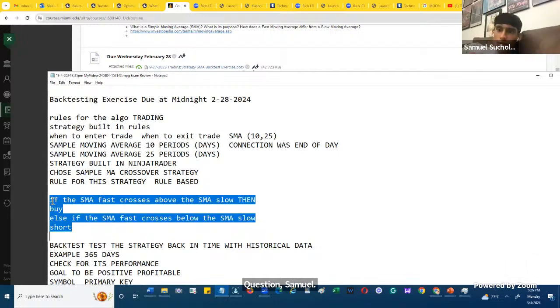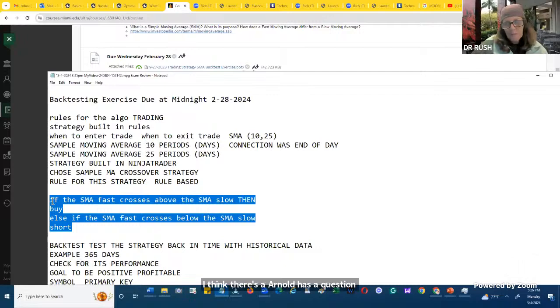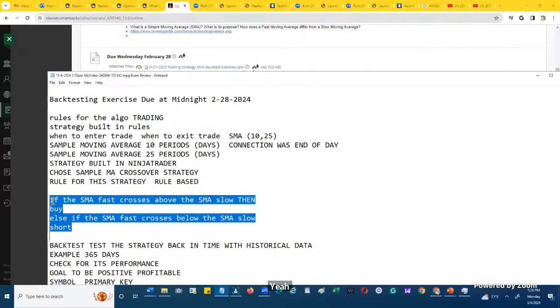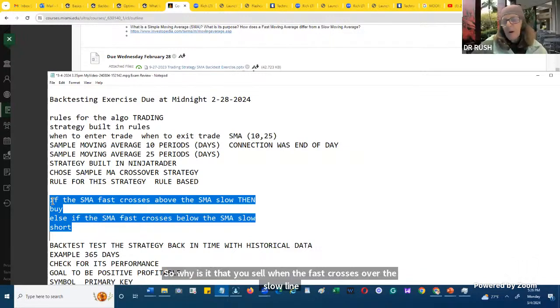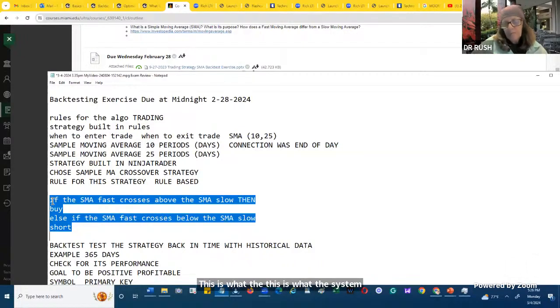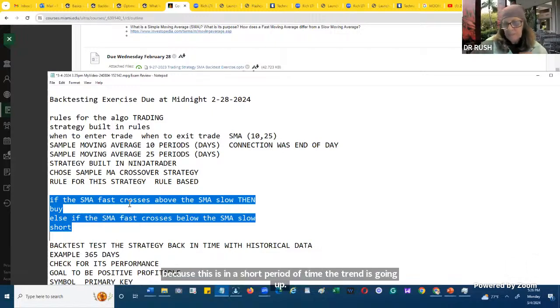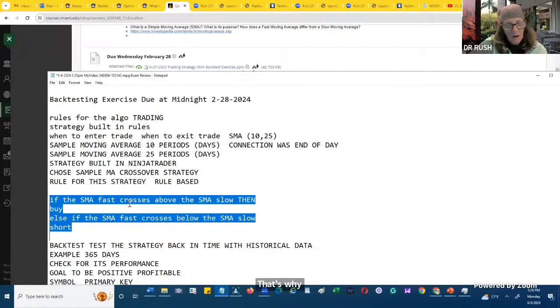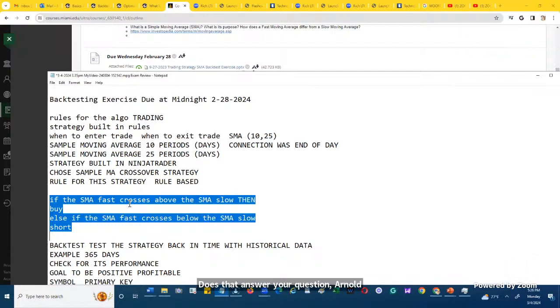Arnold has a question. Arnold, what's the question? So why is it that you sell when the fast crosses over the slow? This is what the system purported to do. Because there was a trend, because we usually find that in practice, when the SMA fast crosses above the slow, it means that there's a trend, because in a shorter period of time, the trend is going up. That's why. Does that answer your question, Arnold? Yeah, I got it.